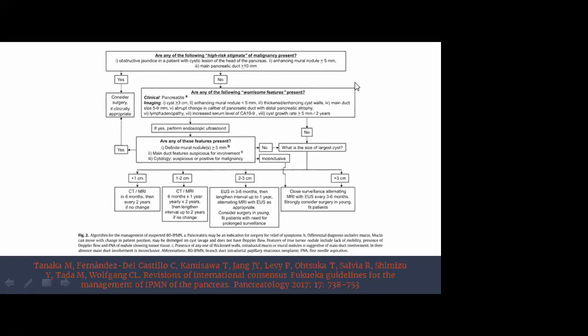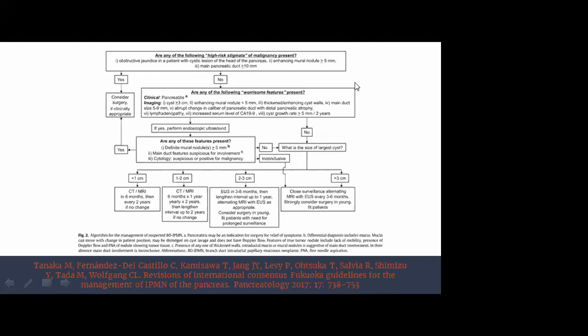If any of these worrisome features are present, then after performing the EUS, if any of the following features are present, then again it is an indication for surgery. These are considered as concerning features on the endoscopic ultrasound. That is, the presence of a definitive mural nodule of more than 5, or main duct features suspicious of involvement. So what are these main duct features that are suspicious of involvement?